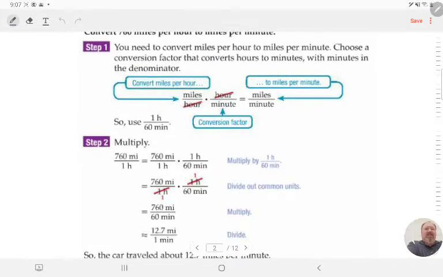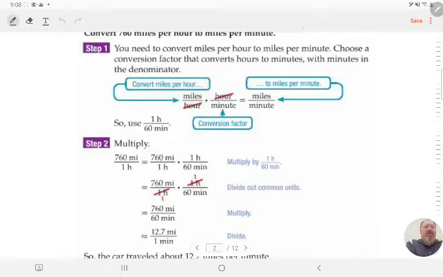All right, so let's take a look at this. We are to convert 760 miles per hour to miles per minute. So you need to convert miles per hour to miles per minute. Choose a conversion factor that converts hours to minutes with minutes in the denominator. So for example, we're looking right here. We have miles in the numerator, hour in the denominator, miles per hour. That's what we have right now.